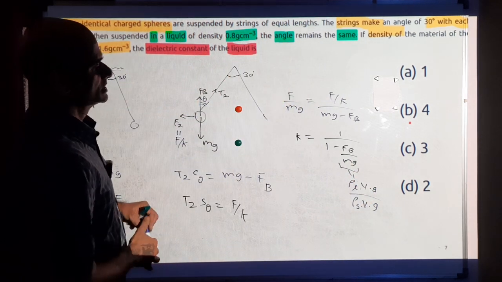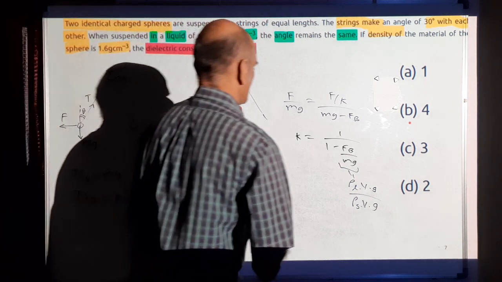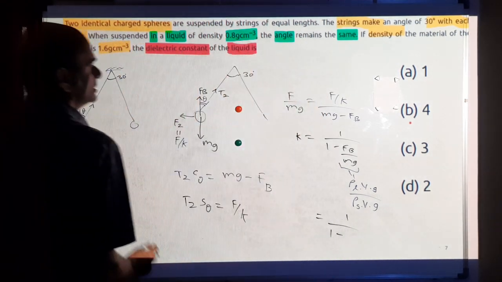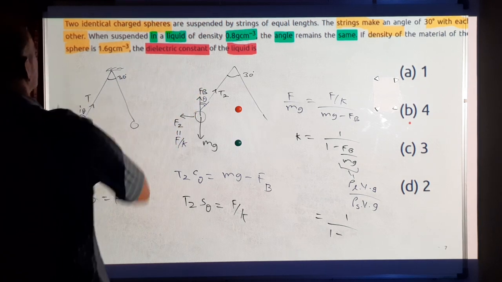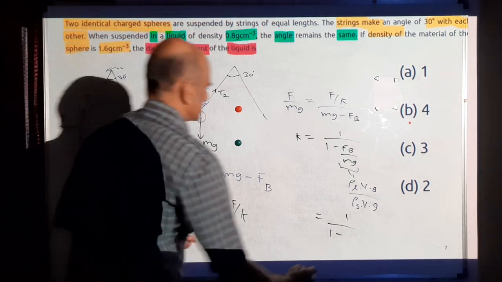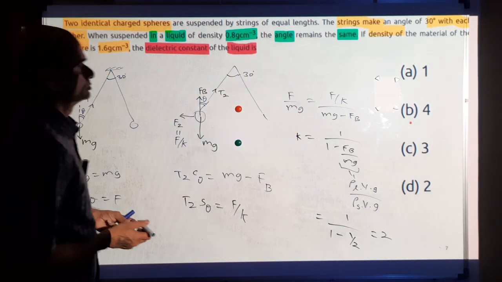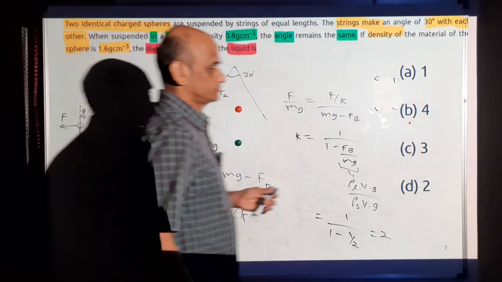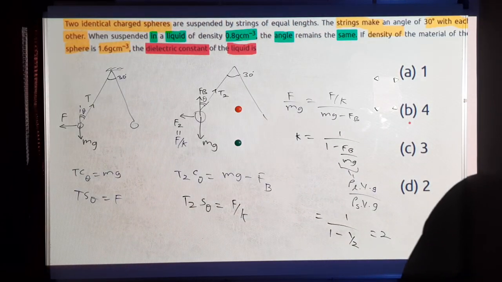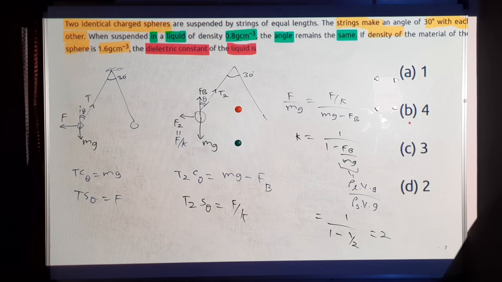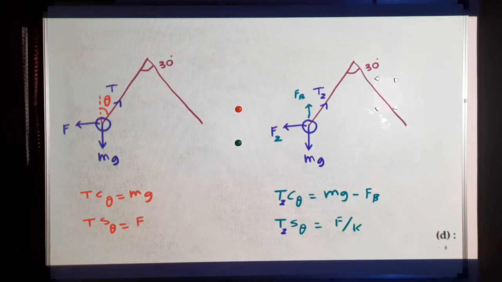So the ratio is the ratio of the densities. So K is 1 by 1 minus, density of the liquid 0.8 and the density of the sphere is double, 1.6. So it's half. So K is equal to 2. So option D is the correct answer. So this is what I explained here.